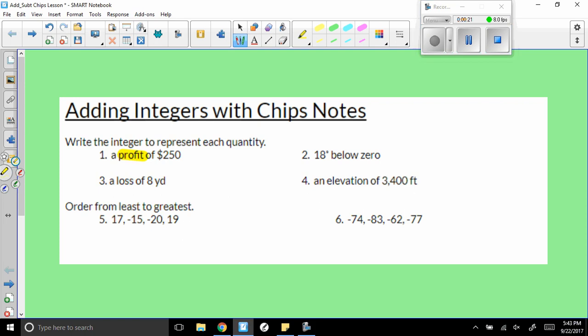Number 1 talks about a profit of 250. 2 says 18 degrees below 0. 3 says a loss of 8 yards. And 4 says an elevation of 3,400 feet. Numbers 5 and 6, we are ordering from least to greatest.